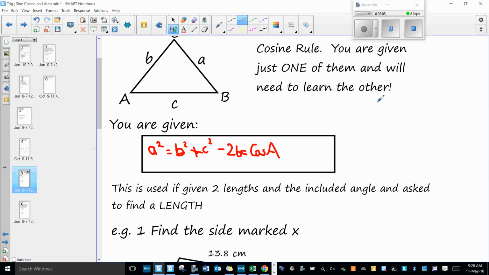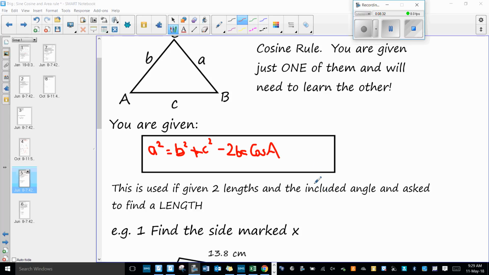Alright, so just to clarify, the b squared and c squared should be okay. This 2bc cos A means that these four things are all multiplied together. So you've got 2, you've got b, whatever side length b was, multiplied by c, multiplied by the cosine of angle A.